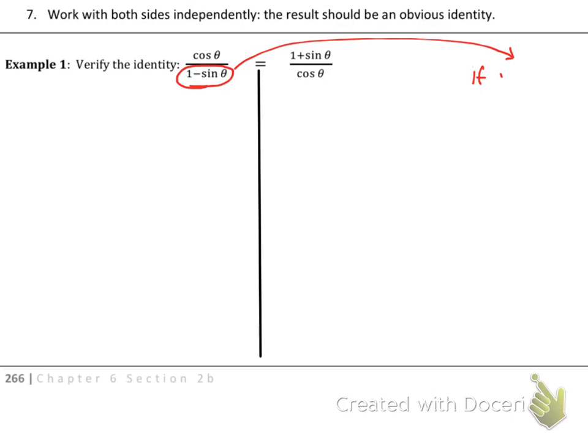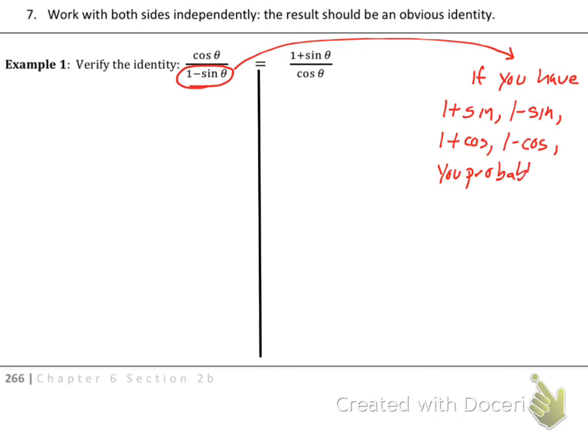If you have 1 plus sine, 1 minus sine, 1 plus cosine, 1 minus cosine, so on and so forth. I'm not going to go through all the trig ones. You probably will be using the conjugate.